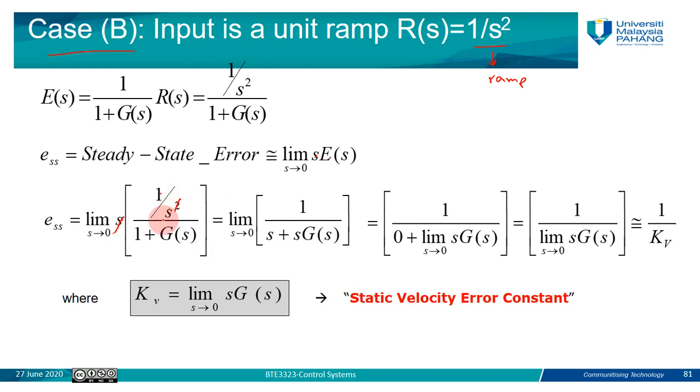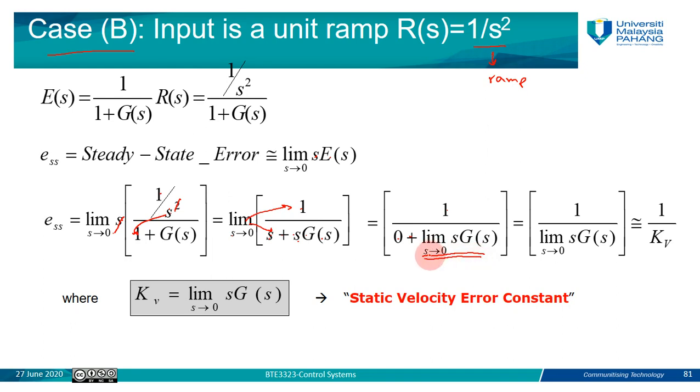Okay, so this one s goes down to the denominator, so it becomes like this, limit as s goes to 0 of 1 over (s + sG(s)). If you take the limit inside, it will not affect the 1, because there is no s, the 1 stays 1. If you take the limit to the bottom, you have the limit as s goes to 0 of s, so s will be 0, plus the limit as s goes to 0 of s times G(s).